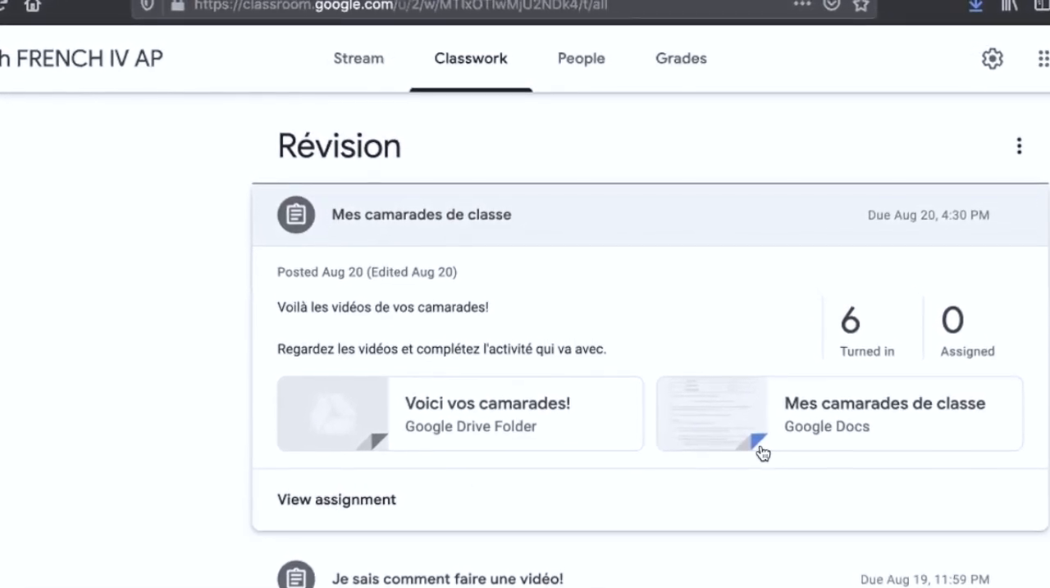Please feel free to use any of my materials. It might be a good idea to make a copy of it that you can then put in your own Google Drive, just because I believe that it will edit that one specific document unless you make a copy for yourself.